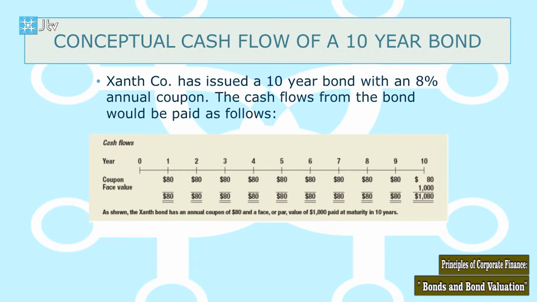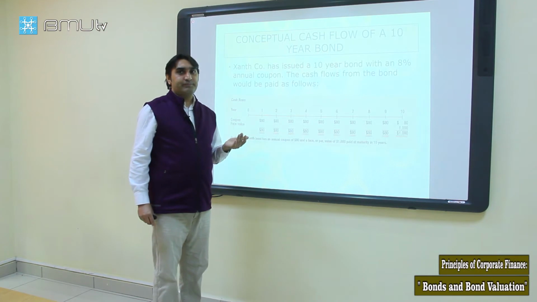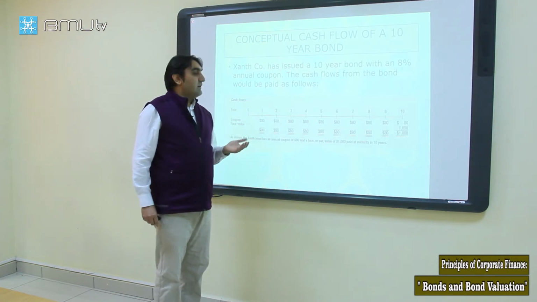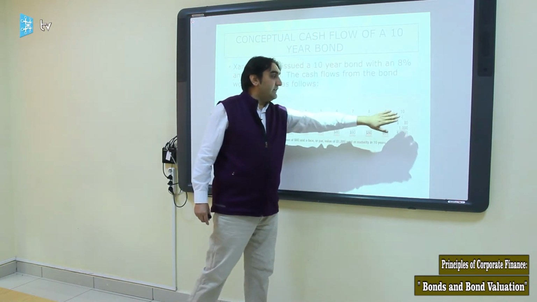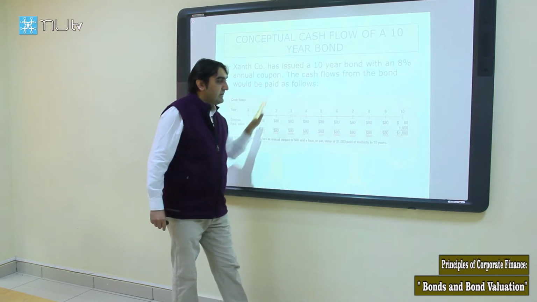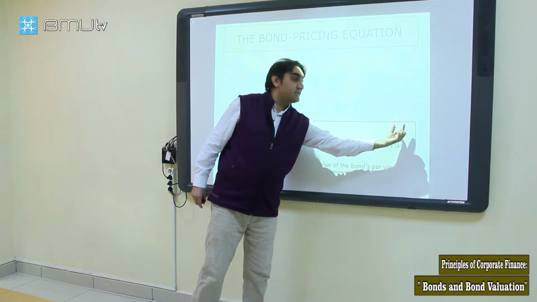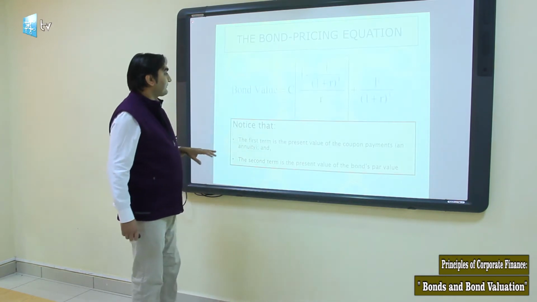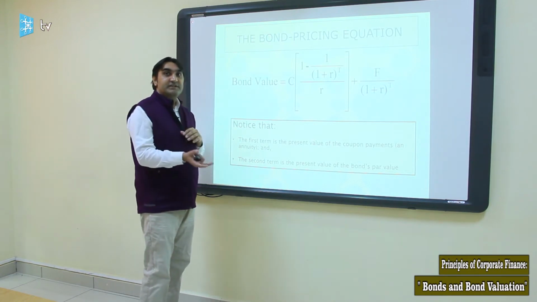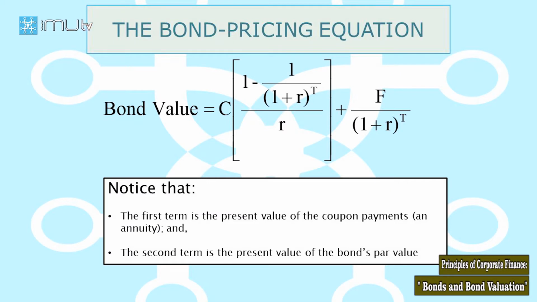And as we said in our time value of money session, this $80 stream is an annuity. So finding the present value of these annuities plus the present value of this lump sum, face value 1,000, we get the price of this bond. Or if we generalize this approach as a formula, it is 80 times the present value annuity factor plus face value discounted as a lump sum at the market rate for the time to maturity.